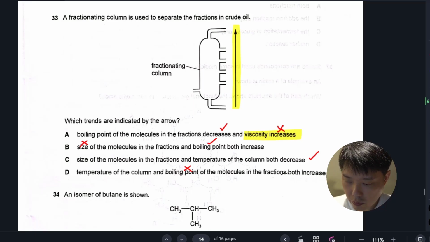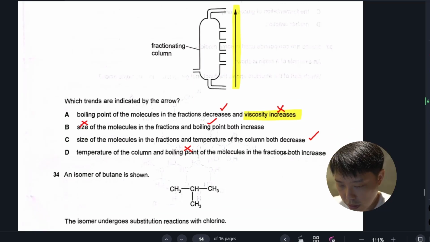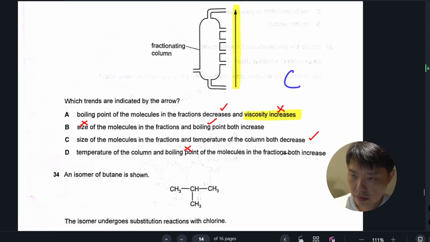So A is wrong. B, the size of the molecule in the fractions going up the column actually decreases. So B is also wrong. C is okay. As you go up the column, the size of the molecule and temperature both decrease. C is our answer. Why is D wrong? Temperature and the boiling point both increase. As you go up, the boiling point of the molecule actually decreases because they are getting smaller in size. So option D is also wrong.